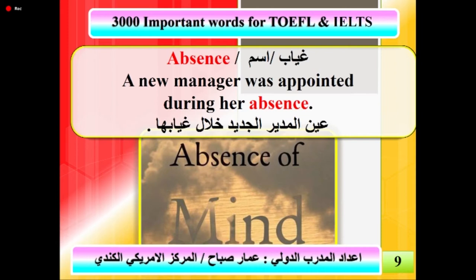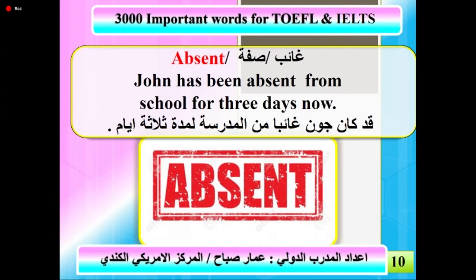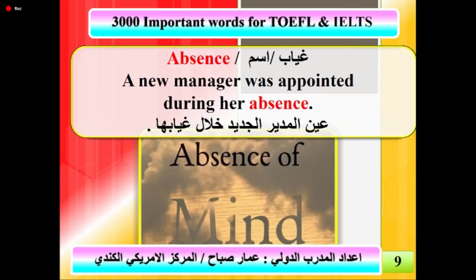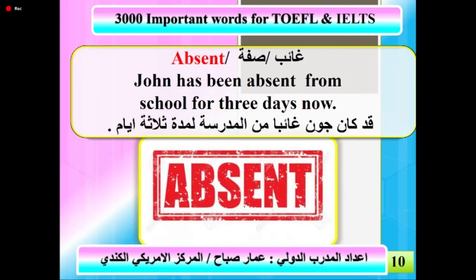So absent we have also غائب صفة. Absent with T will be adjective. With E-N-C-E will be noun، هتكون اسم. Absence, noun, اسم. Absent, غائب صفة. So I was absent yesterday because I was busy. أنا كنت غائبا البارحة because I was busy لأنني كنت مشغولا. واضح؟ فabsent it means غائب صفة. شو قبلها؟ as are am was where.